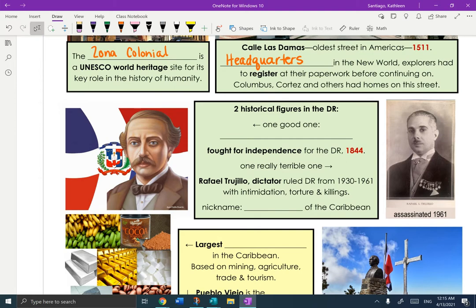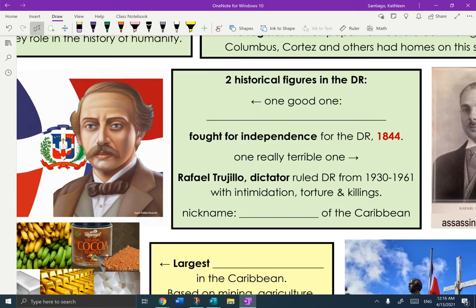Okay, the next part, a little bit somber. These are two historical figures in the Dominican Republic. There is a good one and a really terrible one. So the good one, his name is Juan Pablo Duarte.